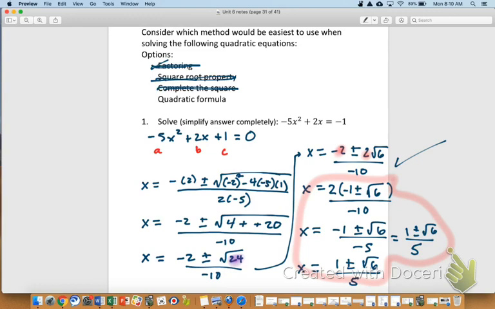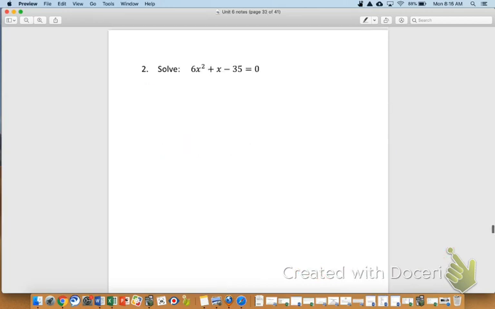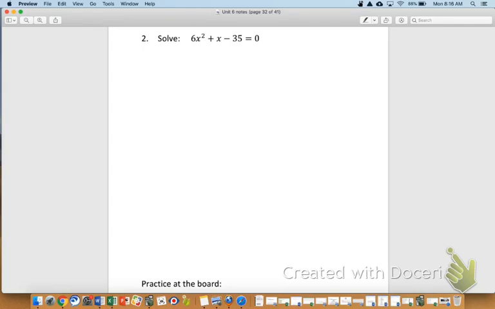All right, so then number 2 is our other one. If you guys would flip over and check out number 2. I've reserved the end of our class to do a little practicing at the board, so we'll see if we get there. Please check out number 2 and give it a try.